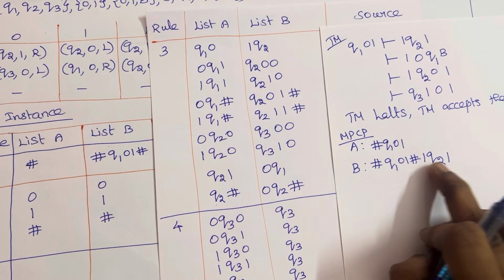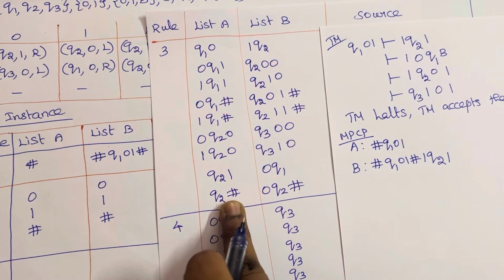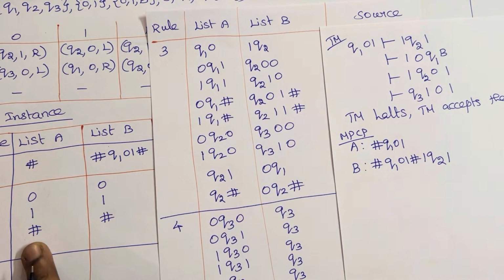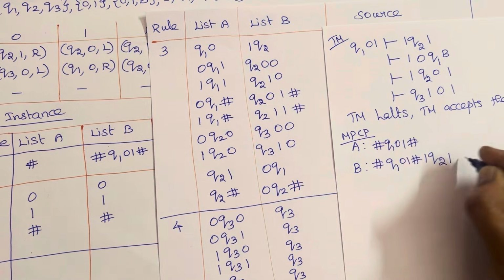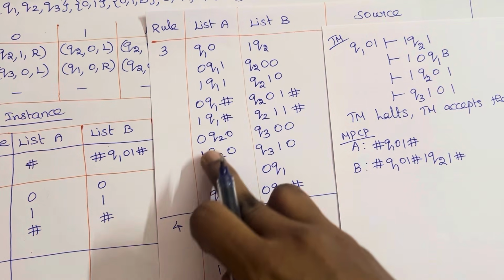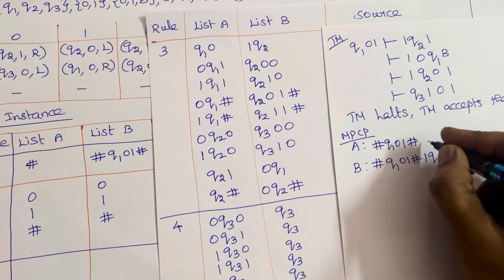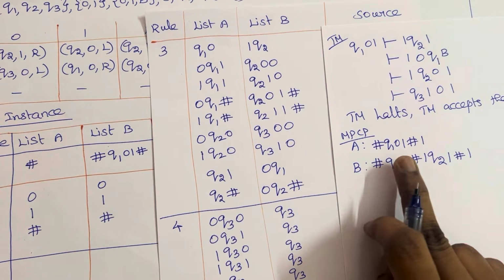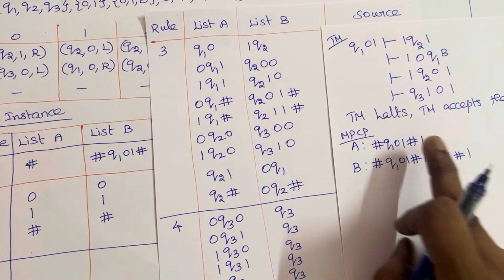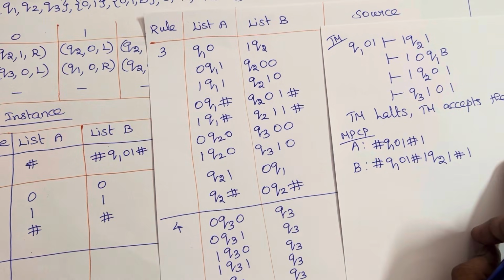Then we need hash 1 Q2. So check whether we have hash 1 Q2 in list A or not in rule 3. No. So we have to attach hash in list A and list B. Then 1 Q2 1 hash 1 Q2 1, no. So we have to attach 1 and 1. So rule 2 means we can attach 0 in list A and list B, 1 in list A and list B, hash in list A and list B if we want.